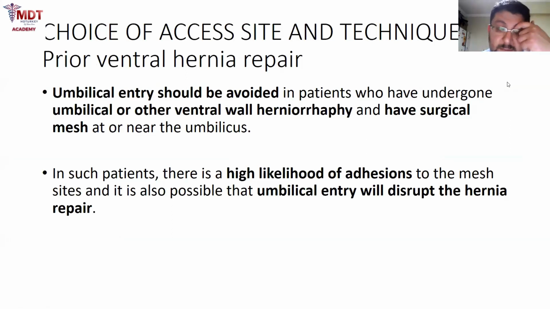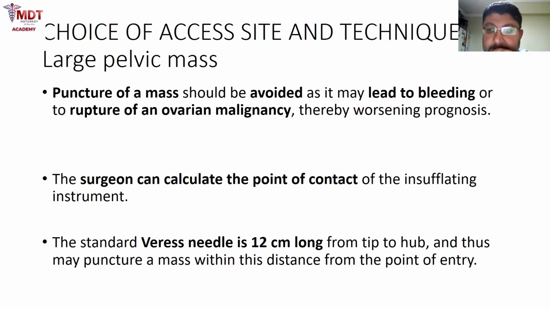Of course, if the patient had any abdominal wall or ventral wall herniorrhaphy or surgical mesh, you will avoid the entry from the umbilical side because there is a high likelihood of adhesion to these sites. And if the patient has a hernia, the umbilical entry will disrupt this hernia. If the patient has a large pelvic mass, you have to avoid puncturing this mass. It may lead to bleeding, or you may puncture an ovarian malignancy, and you may worsen the prognosis.